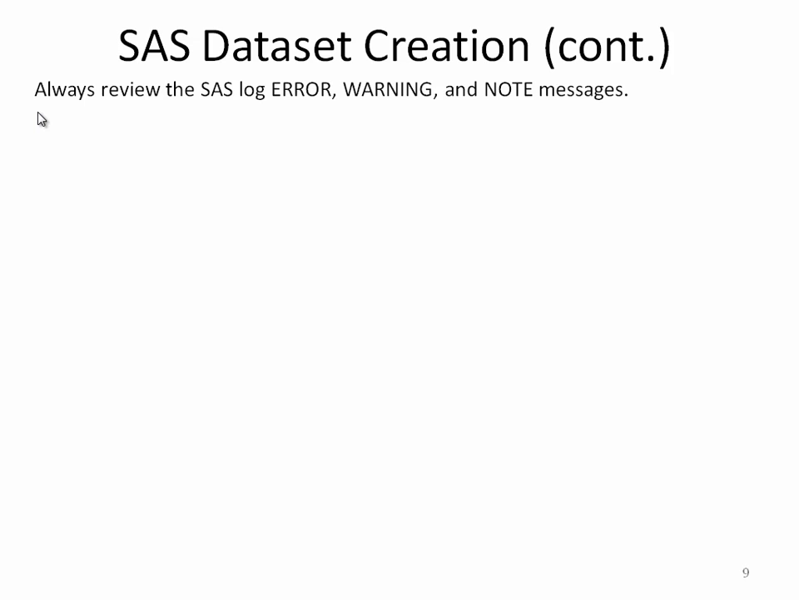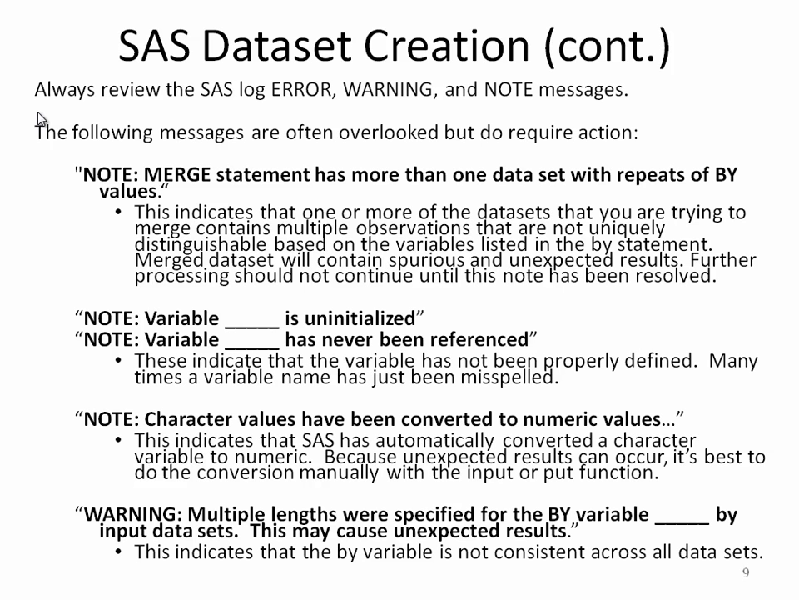Certainly the error messages come up in red, and it's pretty obvious that you've got a problem. You can't really continue without fixing it. There are some warning messages that allow you to continue. The warning and note messages allow you to continue processing, but you may not be getting what you expect in your data sets.